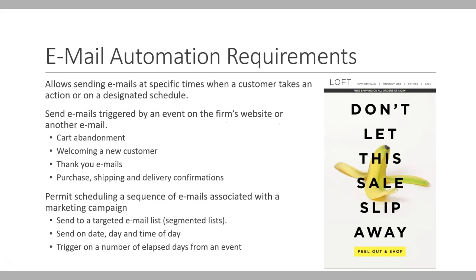So let's step back and say, what is it that we need to be able to automate? We want to be able to send emails at specific times based upon a customer action or a designated schedule. So if we're sending emails that are triggered by an event, we need to be able to do this based upon the event occurring without further human intervention. These issues include things like cart abandonment, welcoming a new customer, thank you emails in response to any inquiry or action by a customer. Also, notification for purchase, shipping, and delivery. Those things need to happen automatically.